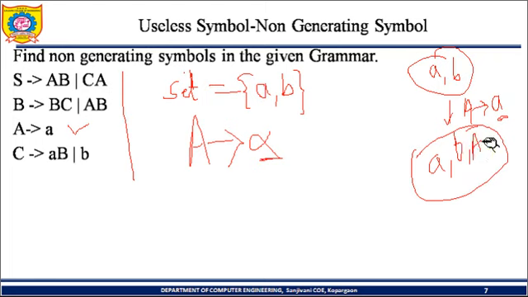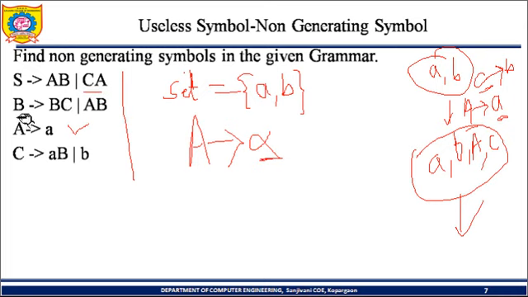As well as there is one more production, C tends to small b. As small b is generating, since it is present in the set of generating symbols, C is also generating, and we need to add it into the set. Now S tends to AB and CA is there.